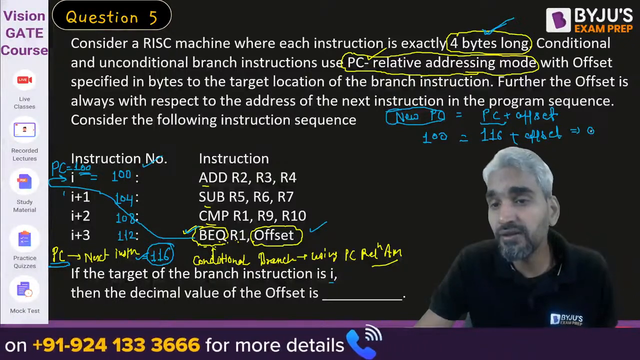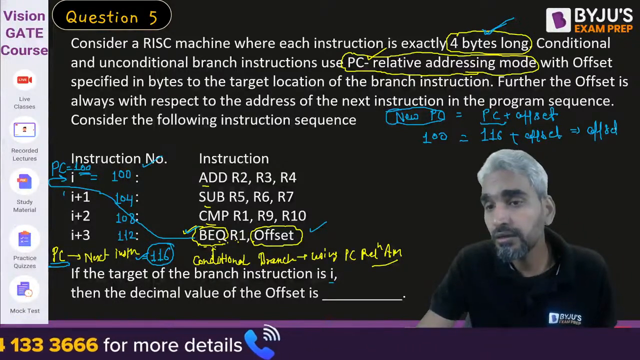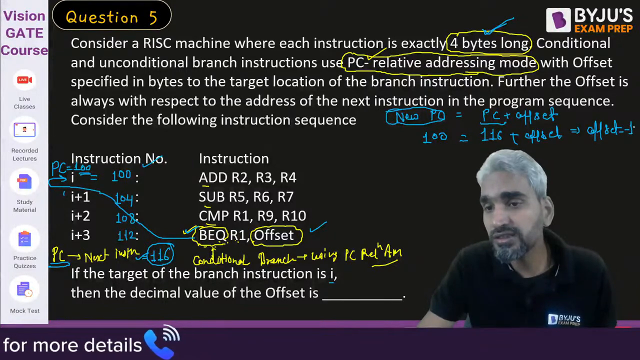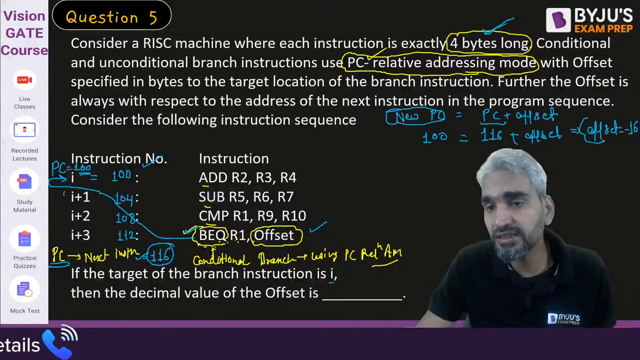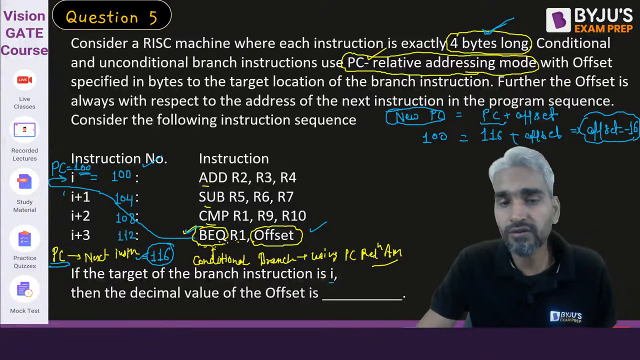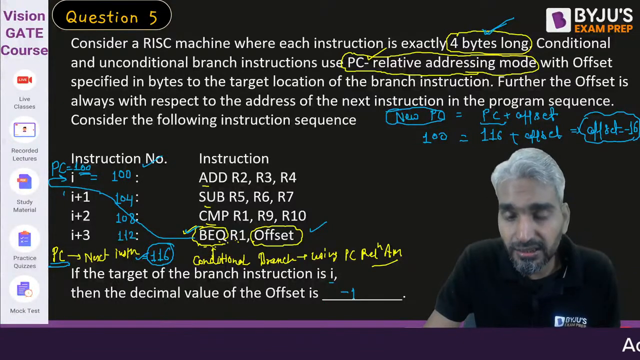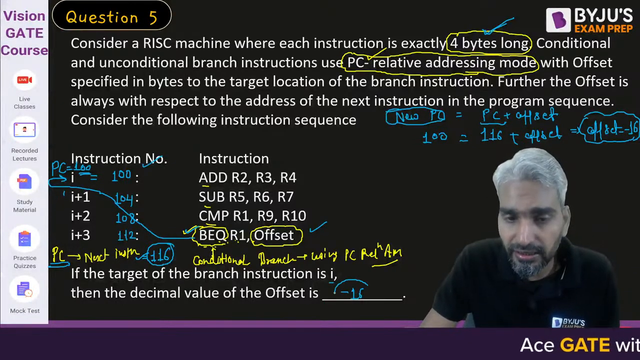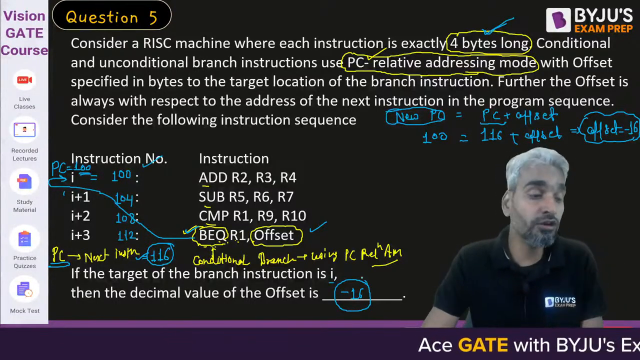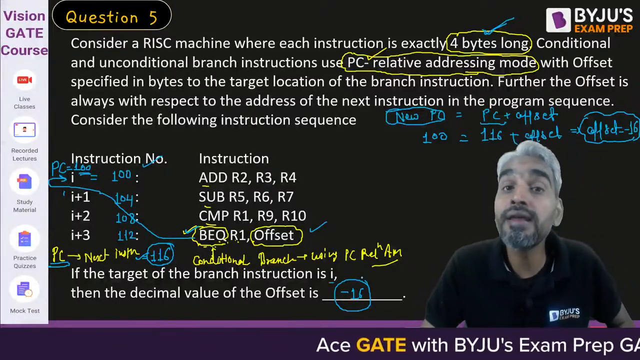Therefore, what should be the value of the offset? The value of the offset will be minus 16. Please remember, in PC relative addressing mode, the offset value may be positive, and the offset value may be negative. Right?